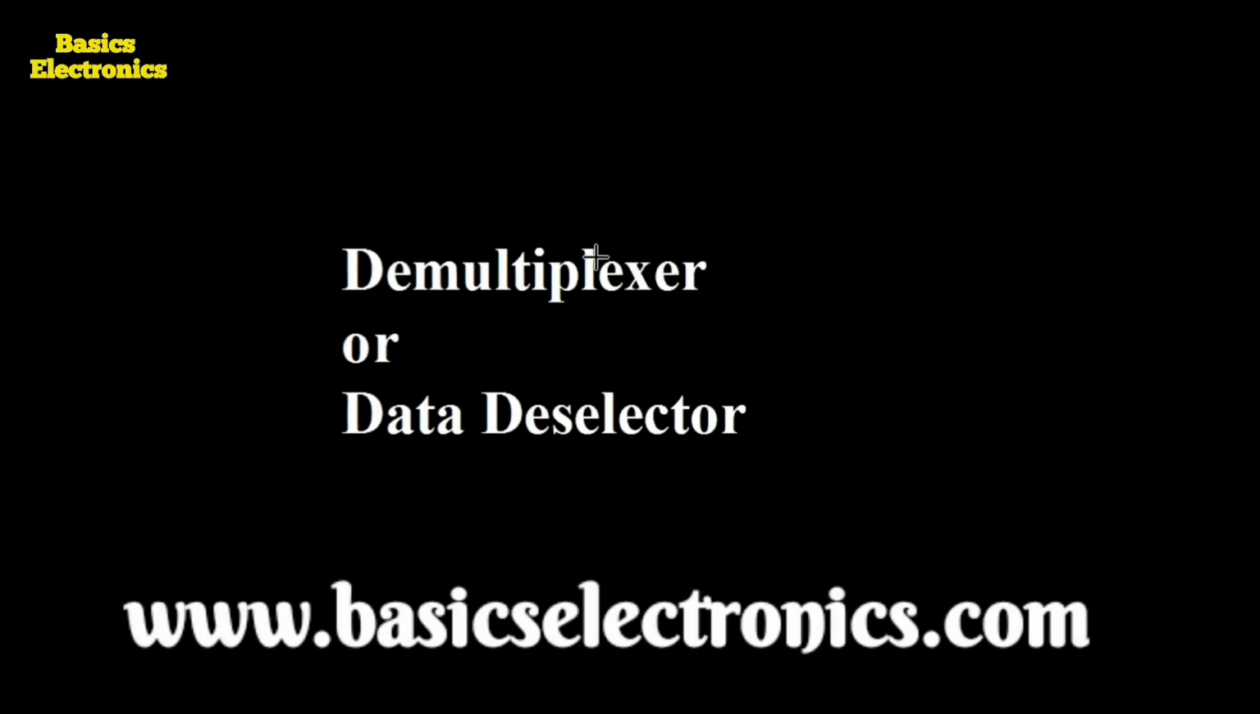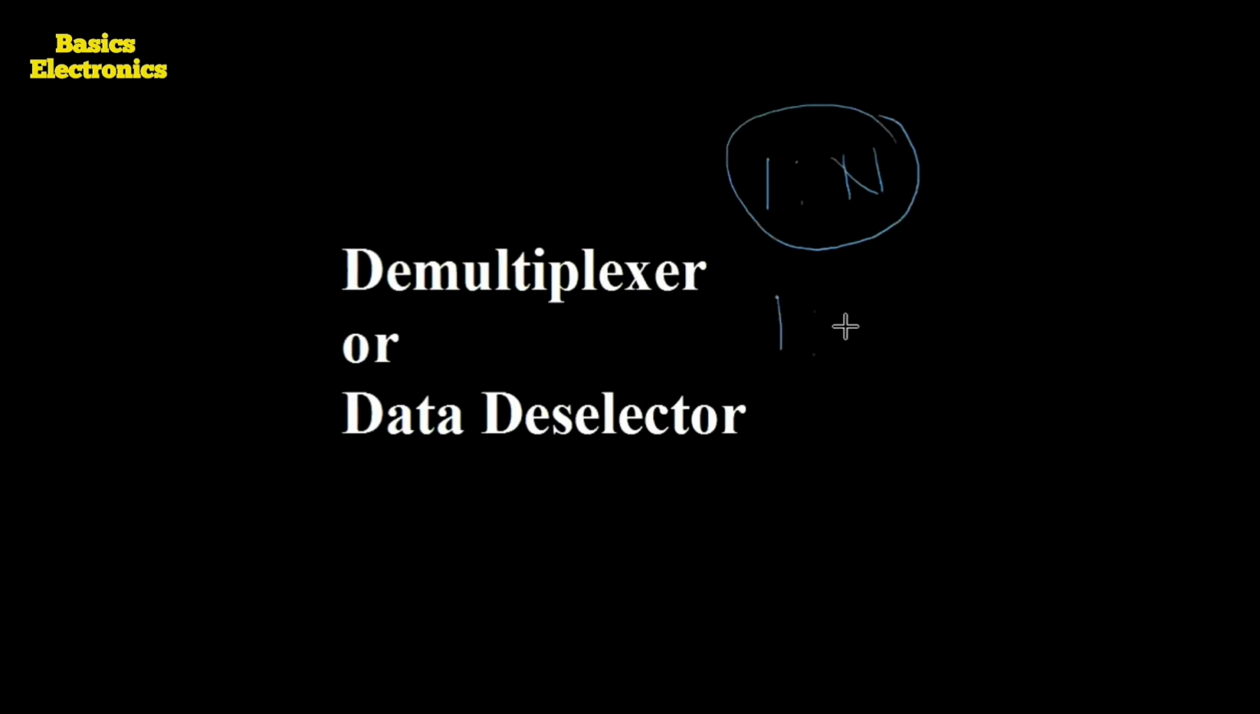Hello everyone. Yesterday we had seen the demultiplexer. The meaning of demultiplexer, we had seen the multiplexer, which is one line to n line multiplexer, in our yesterday's video lecture. Now we have to see the one line to 8 line demultiplexer.